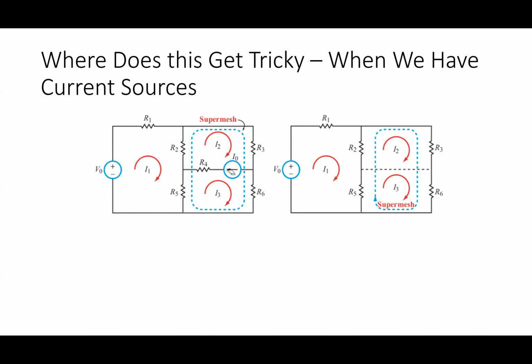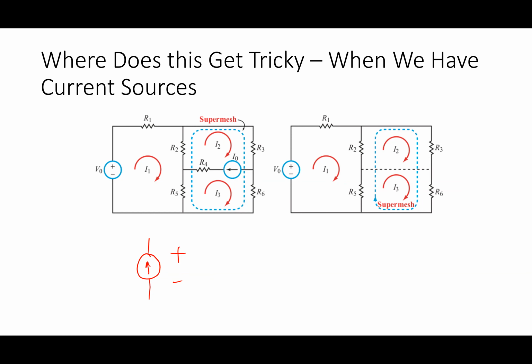So in the super mesh method, when I'm writing KVLs, current sources give me a problem. Why is there a problem with the current source? Because you can't find the voltage. Well, I can, but I can't. There's no relationship that tells me for a current source what the voltage across it is. Like for a resistor, there's a relationship that says if I know the voltage, I know the current. For a current source, if I know the current, I don't necessarily know anything about the voltage. There's no direct relationship there.